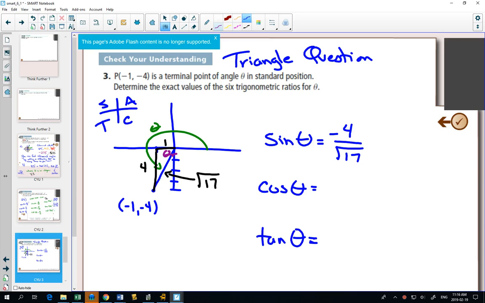Same thing with cos. Cos would be adjacent over hypotenuse, and cos is negative in quadrant 3, so it'll be negative 1 over root 17. And tan is opposite over adjacent, which you could leave as 4 over 1, or you could change it to just be 4, and tan is positive in quadrant 3, so it would stay like that.